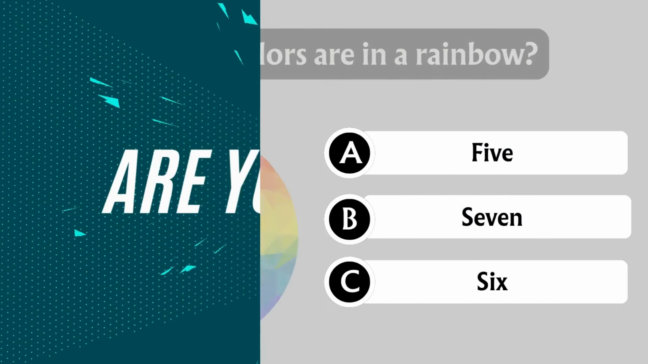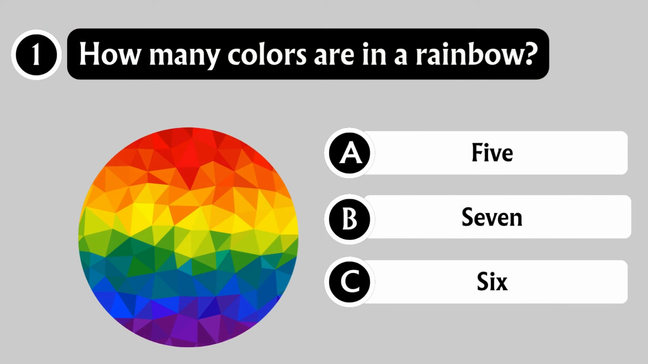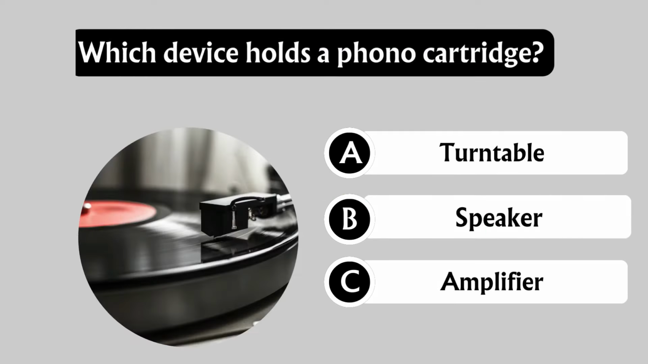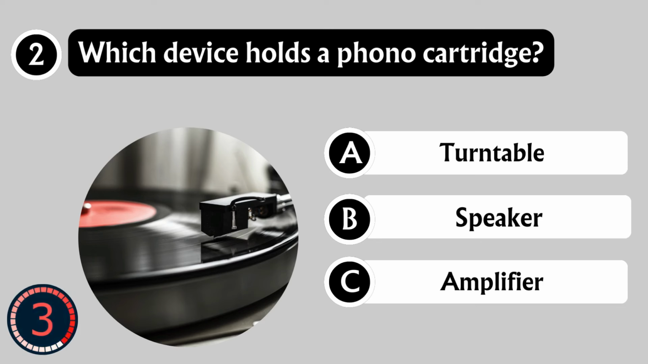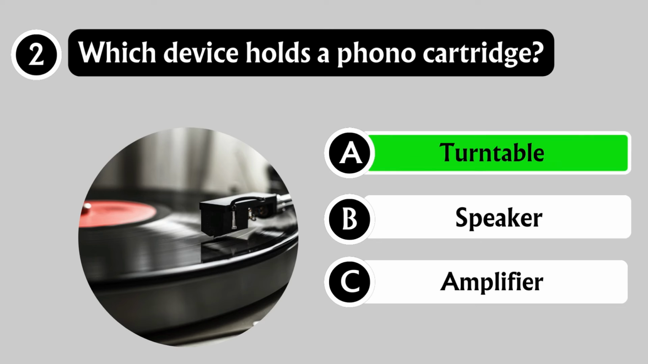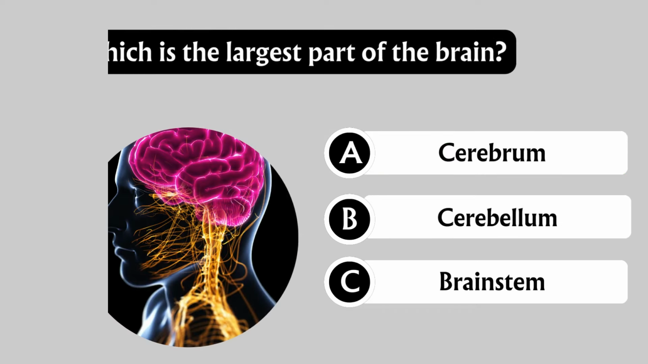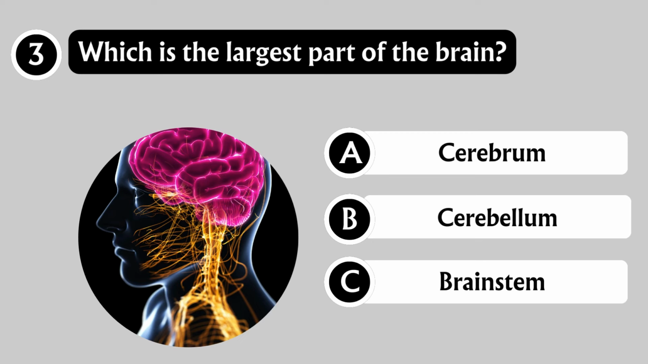Are you ready? How many colors are in a rainbow? 5, 7, 6. Seven. Which device holds a phono cartridge? Turntable, speaker, amplifier. Turntable.